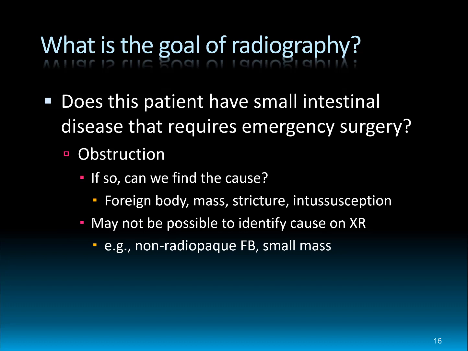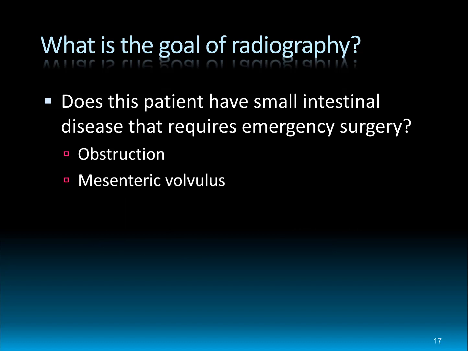But if we think about it a little tighter and ask, does this dog have something that we're going to need to go to surgery for, then you're going to find that radiographs are going to be a lot more useful. So one thing, is this dog obstructed? Is there a small intestinal or other gastrointestinal obstruction? If there is, can we figure out what the cause is? Is there a foreign object? Is there a mass? Is there an intussusception? We may not always find the cause, but radiography can often at least identify that there is an obstruction and thus that this dog needs surgery. Another surgical emergency is a mesenteric volvulus, twisting of the small intestine around the mesentery such that there's vascular compromise.